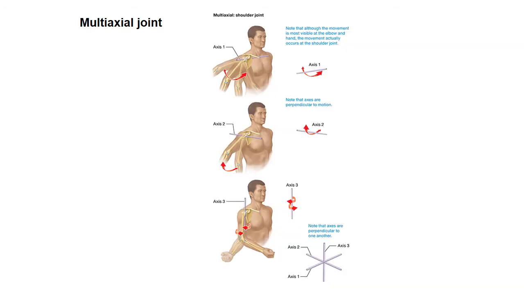Next slide. So here's a multiaxial joint, which would be the shoulder joint. It can go in all kinds of different directions. You can go back and forth, you can go up and down, and then you can actually rotate the shoulder externally and internally.